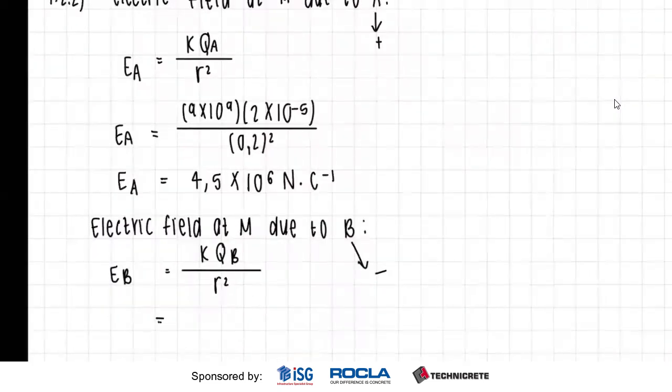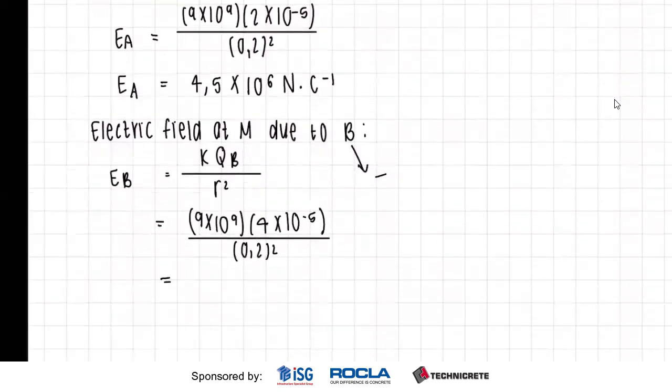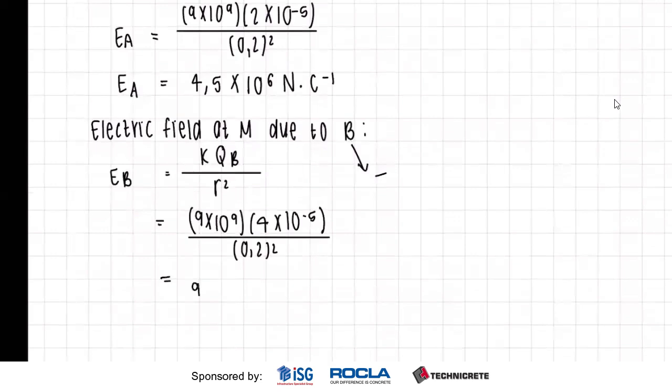And then we sum everything in. Charge of B is 4 times 10 to the negative 5, no sign, over the radius 0.2. Then we get the electric field due to B is 9 times 10 to the 6 newtons per coulomb, N C^-1.